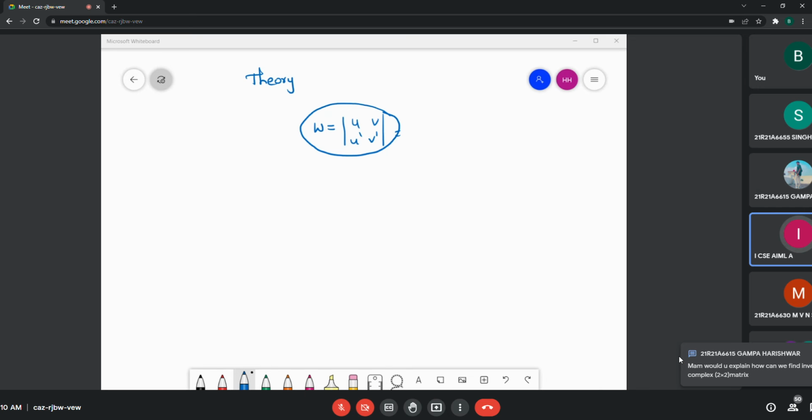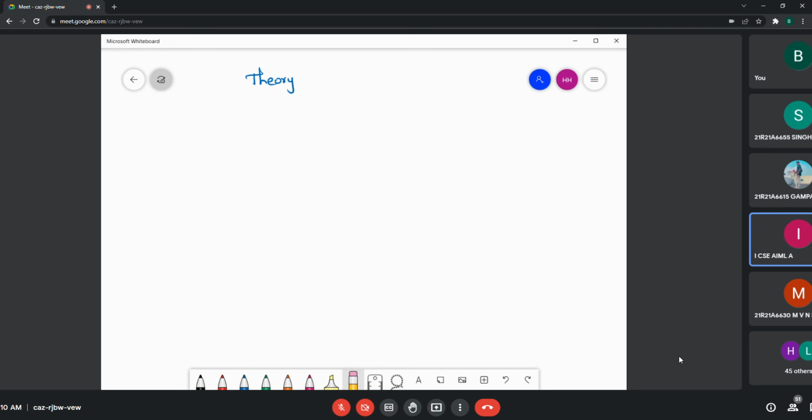How can we find the inverse of a complex matrix? I didn't understand the question. So, find the inverse of a complex 2 by 2 matrix. This topic is not in our syllabus. So finding the inverse of a matrix for complex matrices.